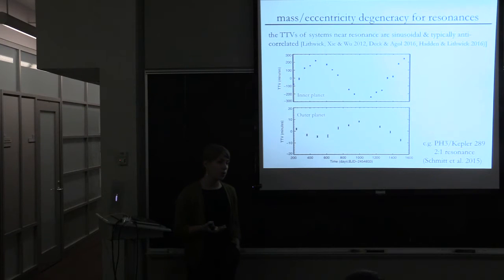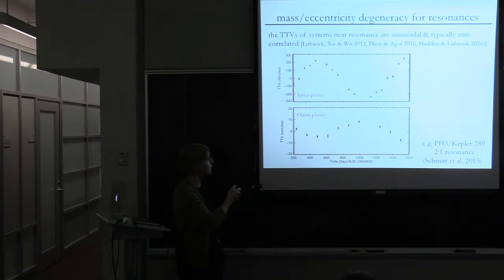So what a number of people have shown by studying these resonances analytically is that the structure of transit time variations near resonance should be sinusoidal, and the timescale for that sinusoid is basically the timescale for where the planets meet each other to circulate about the orbit, as I just showed you in that video. And also, these transit time variations are anti-correlated.